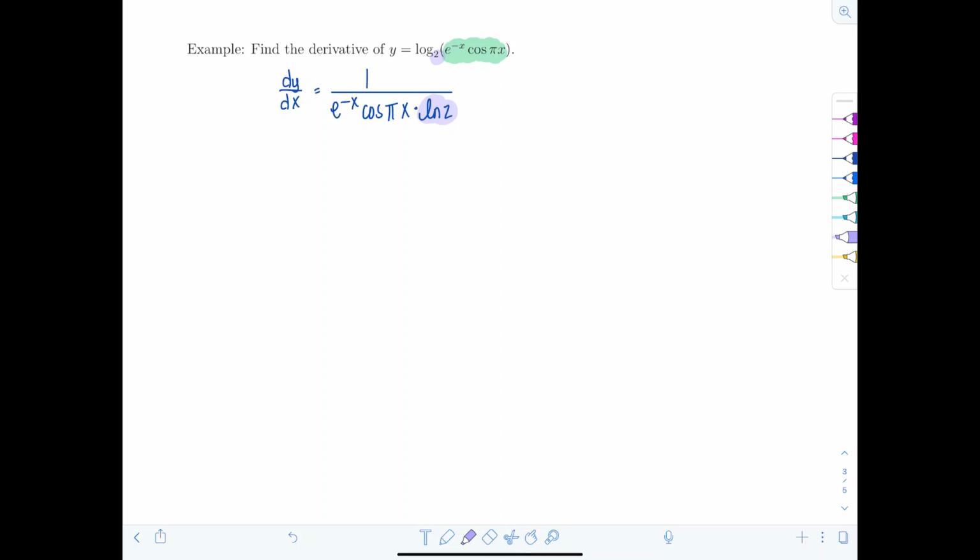All right, now I have to use the chain rule, multiply by the derivative of e to the negative x cosine pi x. And it is product rule time. Okay, so let's leave e to the negative x alone. Derivative of cosine pi x. So derivative of cosine of something is negative sine something. So leave the pi x alone. And then by the chain rule, I have to multiply by the derivative of the something, pi times x, which is just pi.